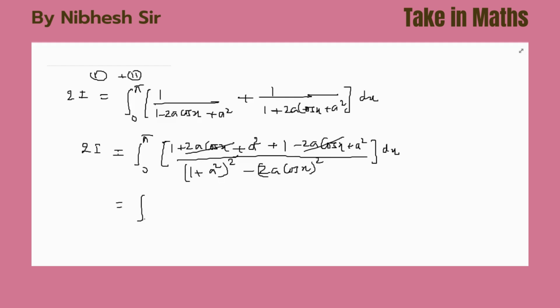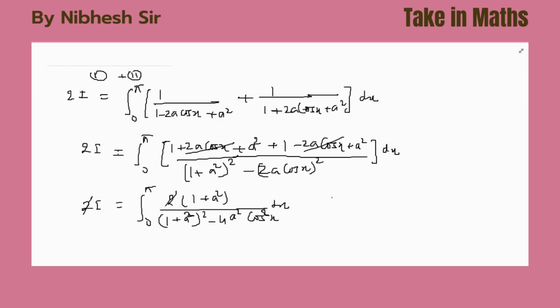Okay, so this is 0 to pi, here 1 plus 1 is 2, and a square plus a square, that is 2a square, so I take 2 common, so 1 plus a square, and this is 1 plus a square the whole square minus 4a square cos square x dx, right? So now this is 2I, this is 2, so 2 and 2 get cancelled.